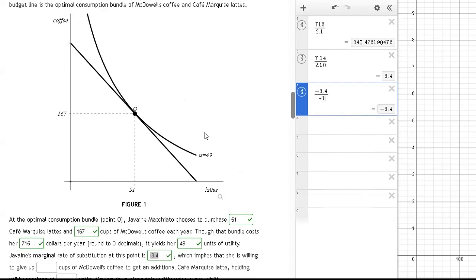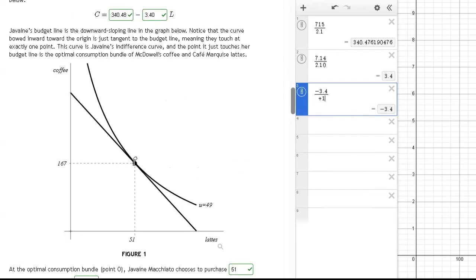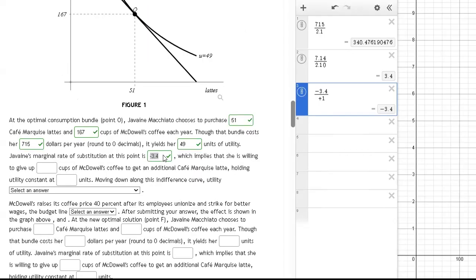So what this means here is this curve at this point, if I decrease coffee consumption by 3.4, if I go down 3.4, if I want to keep my utility constant, I have to go over 1 to keep my utility constant at 49. That's what that means. So I go down 3.4 over 1, and that keeps me on the indifference curve of utility equal 49. What this number implies, she is willing to give up 3.4 cups of McDowell's coffees to get an additional Cafe Marquis latte, holding her utility constant at 49.